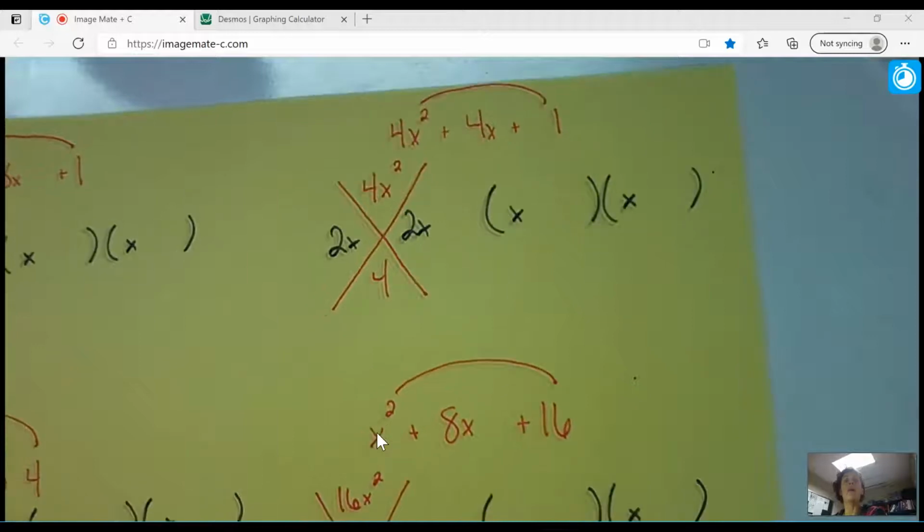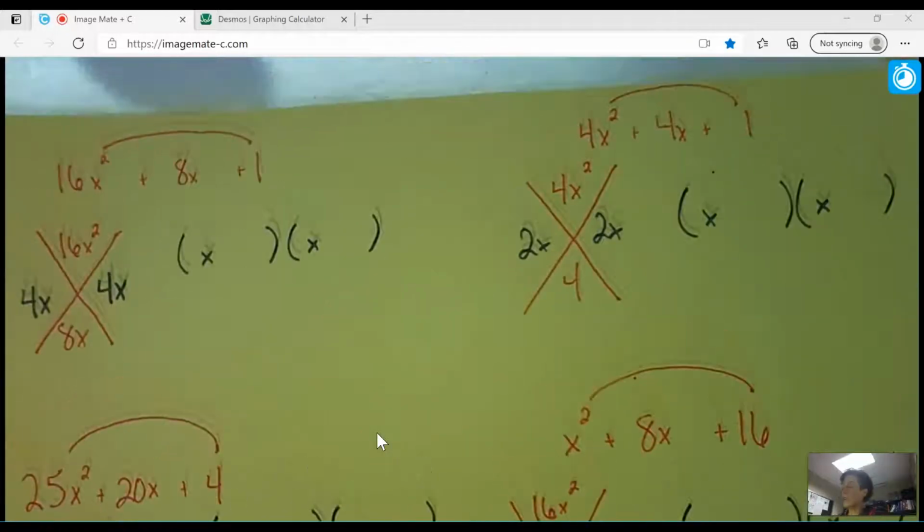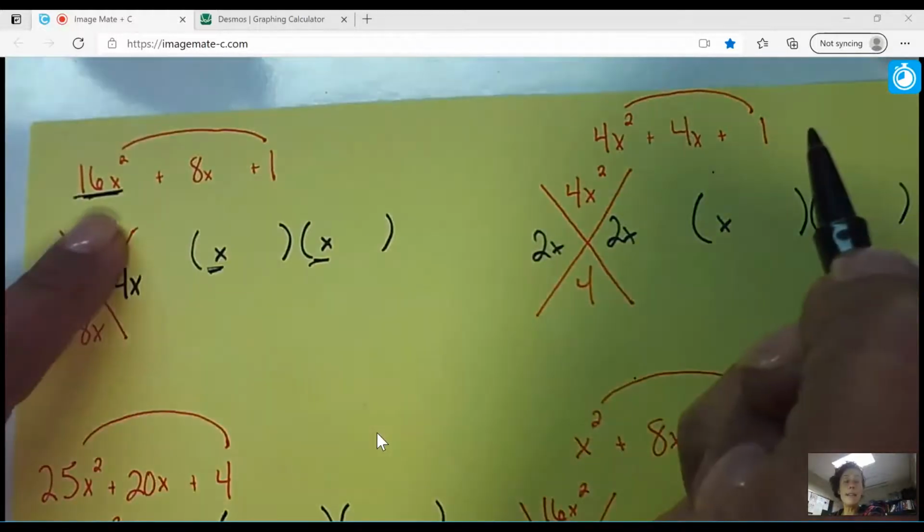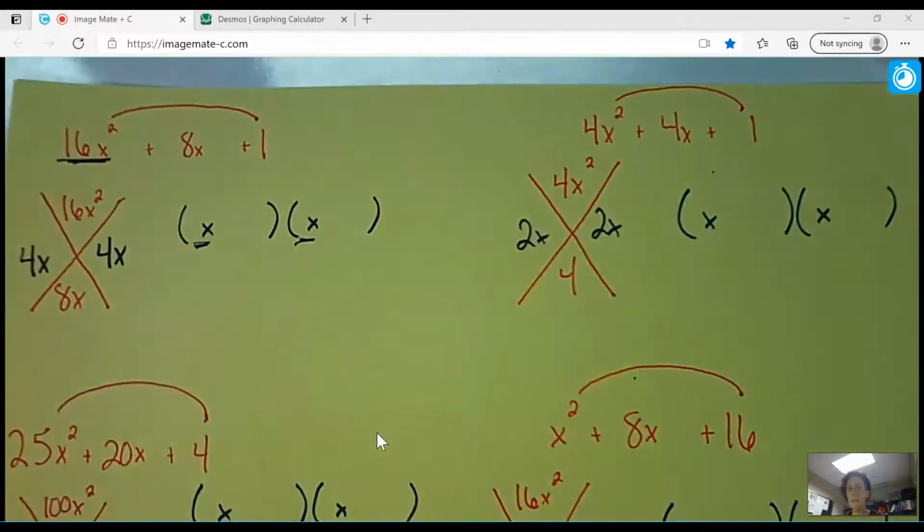Okay? So now I'm ready to start the factoring. So I already have the x and the x for the x squared. So now I need the numbers for 16. So I'm going to switch to a pencil here if I can find one. So you got to give me a moment. I look for one. I think I have one, and then I don't. So let's see.